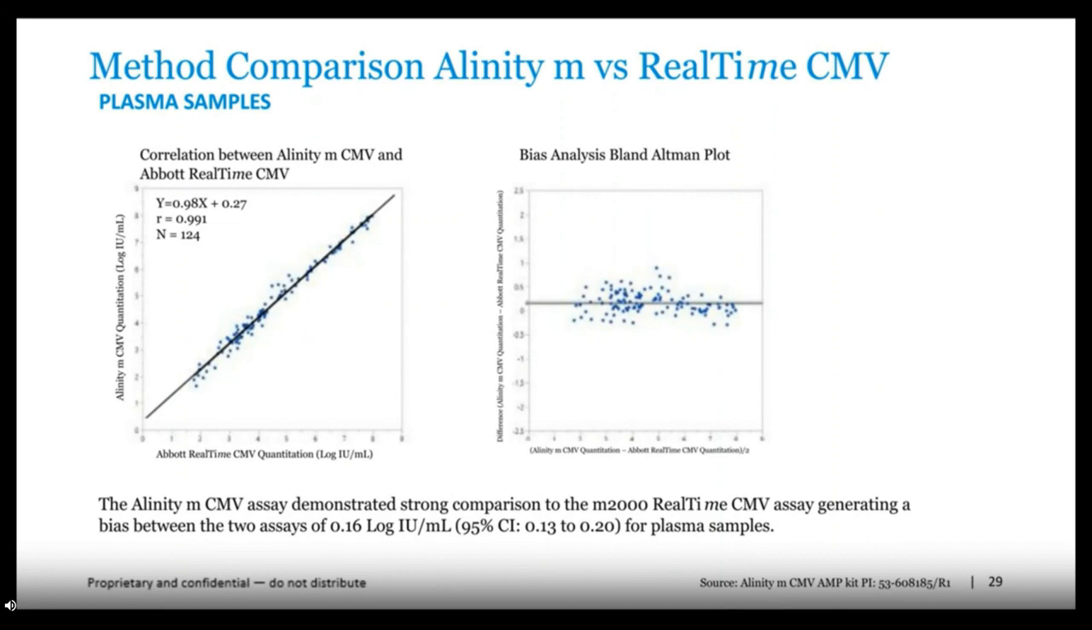So the Alinity M CMV assay is highly correlated with the results from the M2000 real-time PCR assay. And the bias between the assays was quite small at 0.16 log international units per milliliter, and it was in favor, or a little higher, if you will, positive bias for the Alinity M CMV assay, but very close.